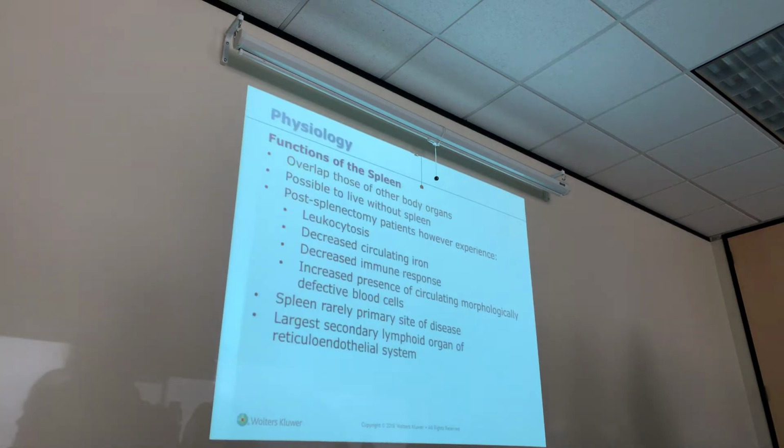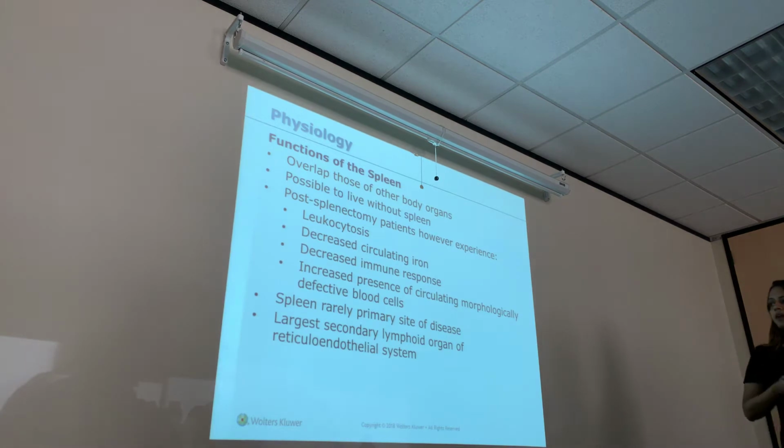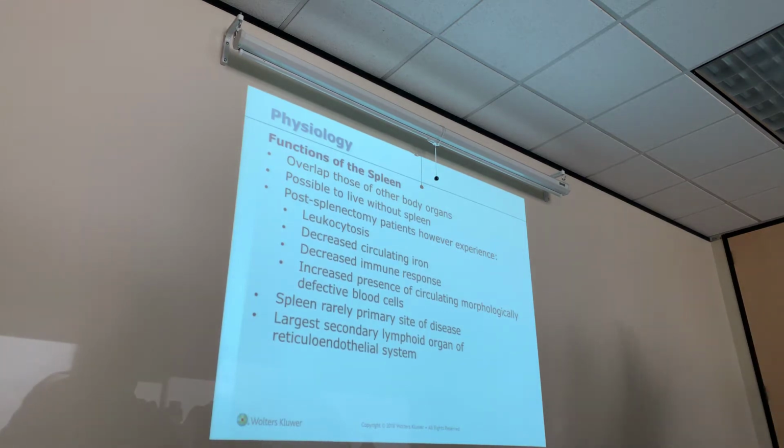Okay. The fun stuff, physiology. So what is the function of the spleen? It overlaps those of other body organs, so that's why it's possible to live without a spleen. Post-splenectomy patients, however, experience leukocytosis. They're going to have decreased circulating iron, decreased immune response, and increased presence of defective blood cells, because the spleen does all of this. The spleen is rarely the primary site of disease. It's usually elsewhere, and then the spleen will have some effect because of somewhere else.